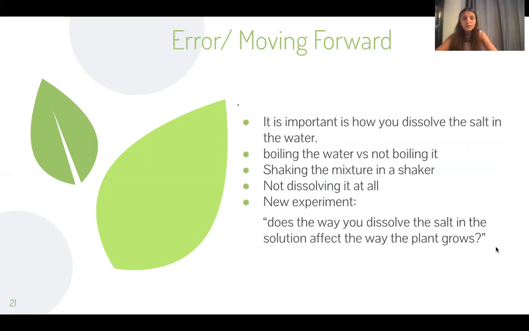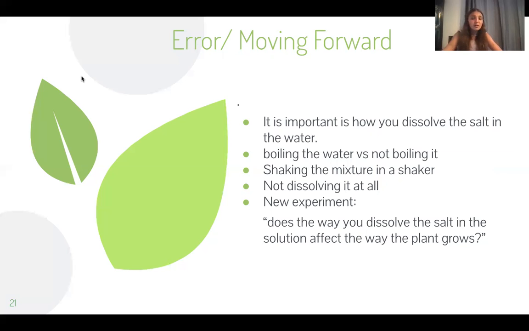Conclusions. So there could have been a few errors on not only my part, but just in general. The way I chose to dissolve the salt was I added the mixture into a shaker and I shook it up until the pieces of road salt were completely dissolved into the water. So it was just one smooth mixture. But there are so many ways you could have done it. You can boil the salt out of it, and the other way you could do is not dissolving it at all and see if that would have been a different effect.